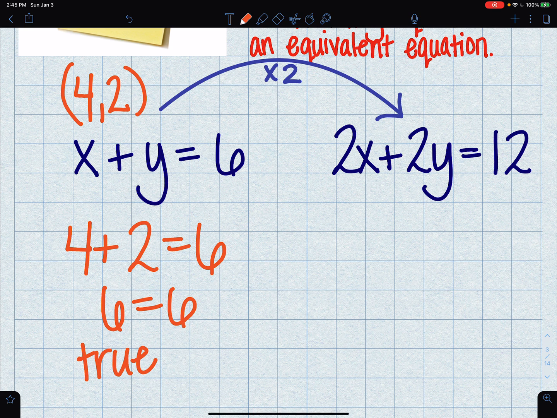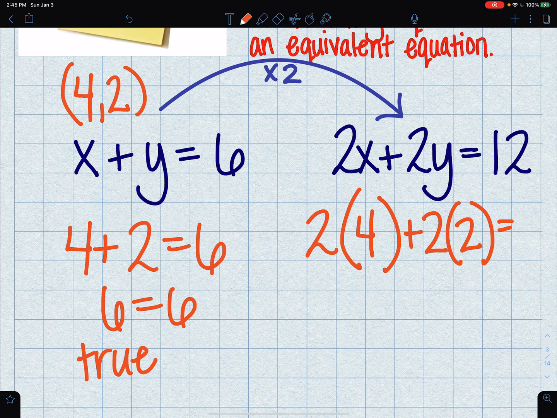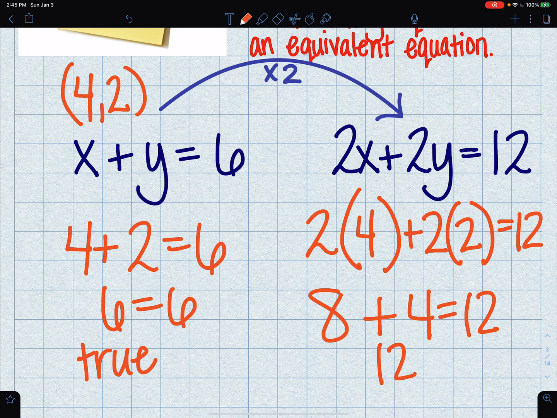Now let's do it for the equation on the right. 2 times x, which is 4, plus 2 times y, which is 2, is 12. You have 8 plus 4 is 12. 12 equals 12, and this is also true. And their ordered pair is the same. So those are equivalent equations.